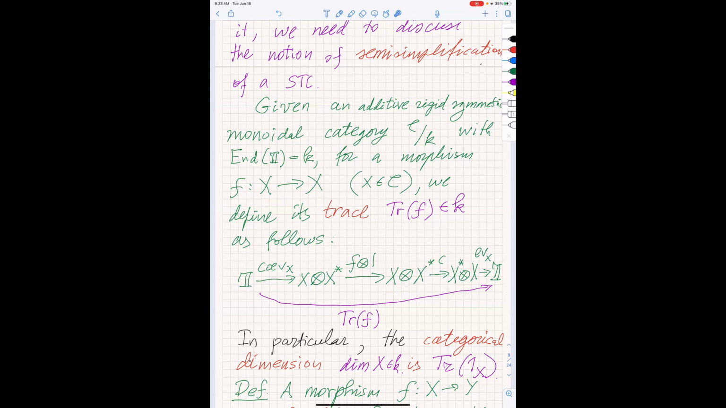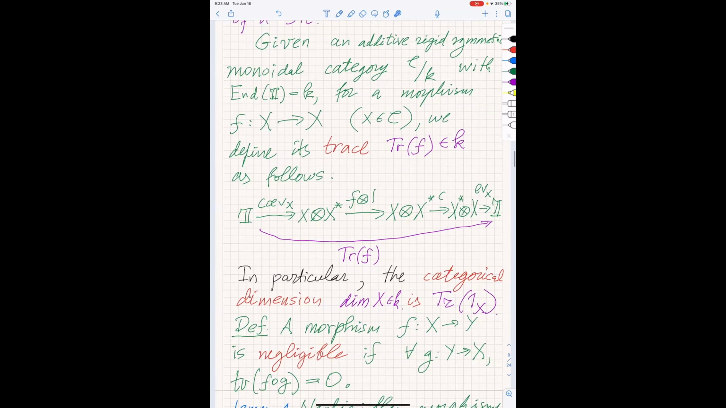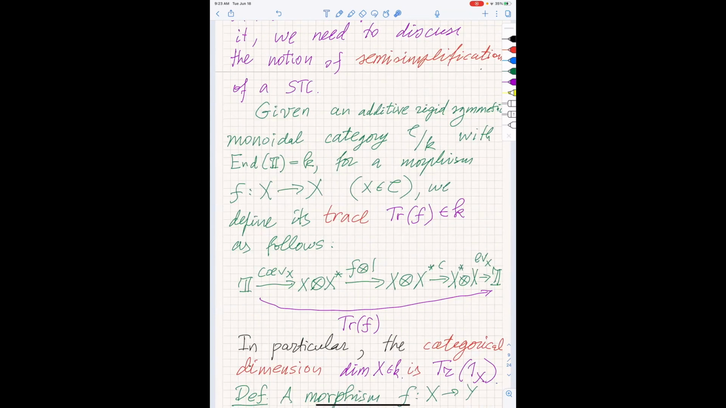So the composition of these morphisms is a morphism from 1 to 1, which, according to this assumption, is just a number in K, and that's called the trace of F. And in particular, an important example is when F is the identity, then we obtain a scalar called the categorical dimension of X, which is a number in K. For example, in the category of representations of a group, this is just the usual dimension, but regarded as a number in the field K. And if it is a supergroup, then this is the superdimension, which is the dimension of the even part minus the dimension of the odd part, but again regarded as an element of the ground field.